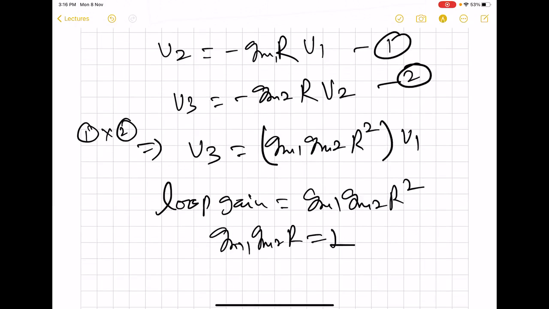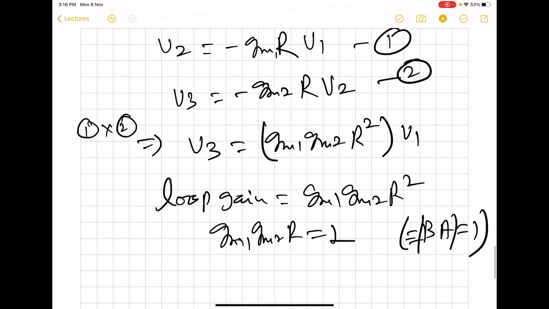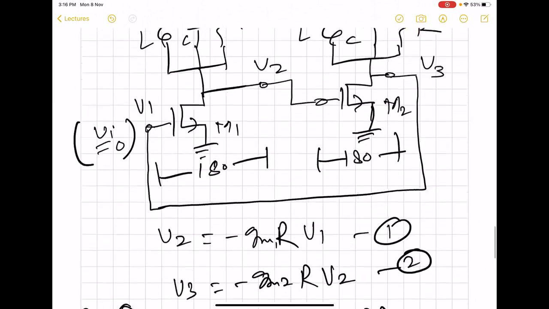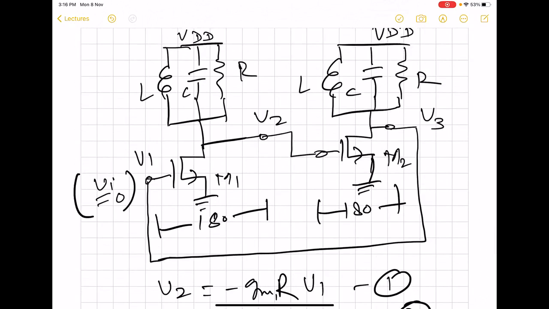GM1 GM2 R square is equal to 1, so it will fulfill one of the requirements of the Barkhausen criteria, that beta A should be equal to 1 in magnitude, and the phase is anyway 360 degree. So there is a possibility that this circuit will oscillate. That means there will be non-zero output, this V3, even for zero input.